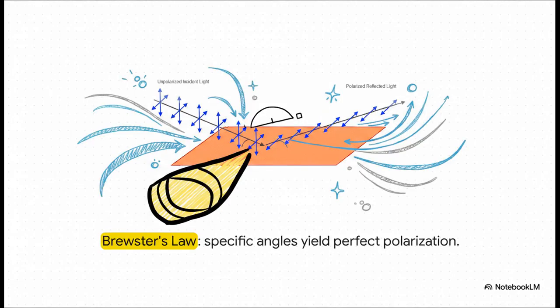Next up, we have Brewster's law. When unpolarized light hits a surface, both reflection and refraction happen, right? But Brewster discovered something amazing. At a very specific angle of incidence, the reflected ray becomes perfectly linearly polarized. At this exact angle, the reflected and refracted rays are perfectly 90 degrees to each other. This geometry is an absolute game changer for controlling optical reflections.